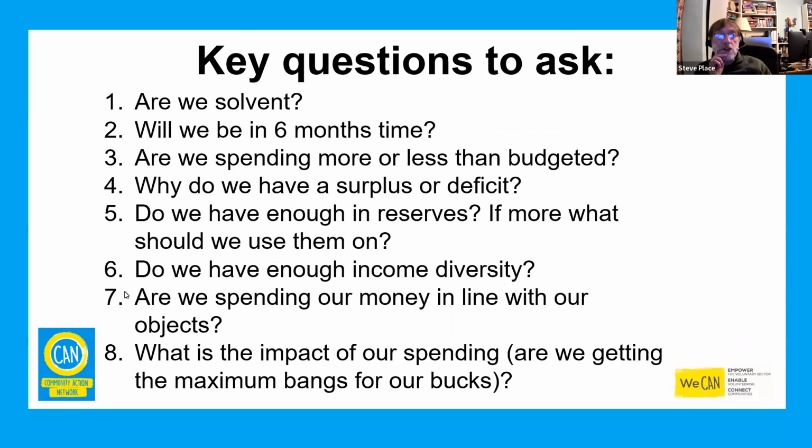So some key questions to ask. I think as a charity trustee, this is across a year. This is really sort of starting to summarize it. You know, are we solvent? Will we be in 6 months' time? Are we spending more or less than budgeted? Now, why do we have a surplus or a deficit?